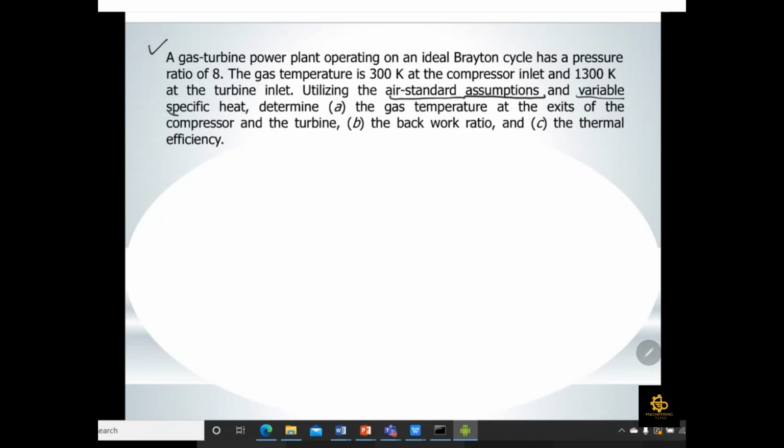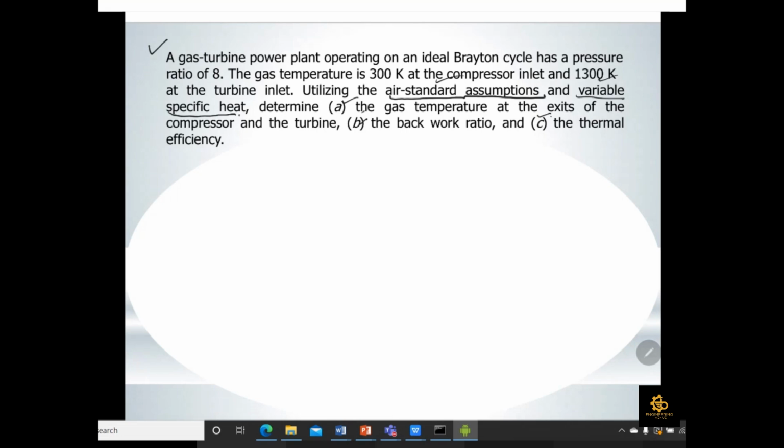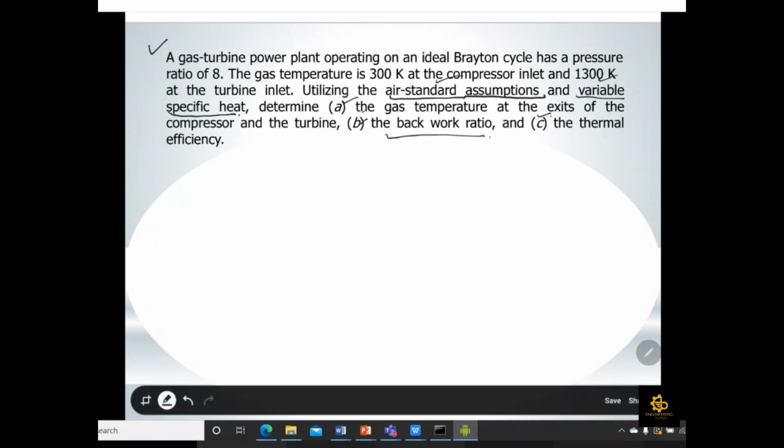Variable specific heat, okay, in order to find these parts A, B, and C, and then we will compare the efficiency by using the air standard assumption. You have to calculate all these three parameters by using the air standard assumption as well. But we have to use variable specific heat because for the back work ratio we need the value of enthalpies, in order to find part B.